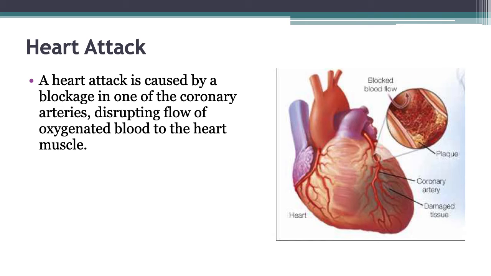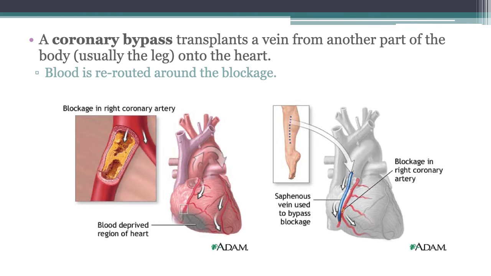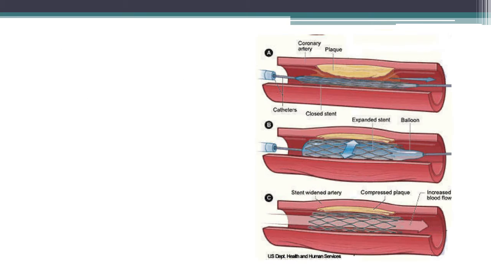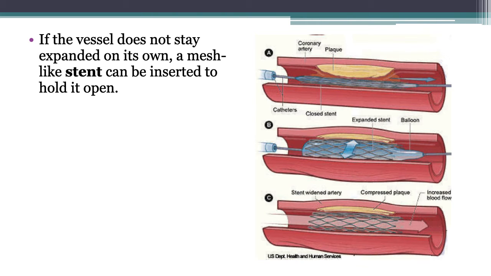A heart attack is caused by a blockage of one of the coronary arteries, disrupting flow of oxygenated blood to the heart muscle. Okay, so a heart attack is actually the heart muscle itself not getting oxygenated blood. A coronary bypass transplants a vein from another part of the body, usually a leg, into the heart, and the blood is rerouted around the blockage. In an angioplasty, a narrow balloon is inserted in the blocked vessel and then inflated, expanding the vessel. If the vessel does not stay open on its own, a mesh-like stent can be inserted to hold it open.